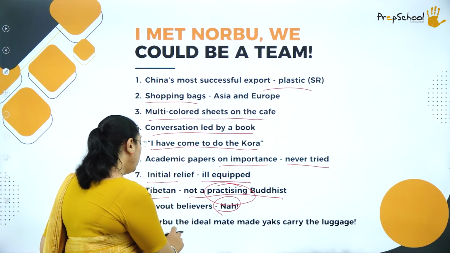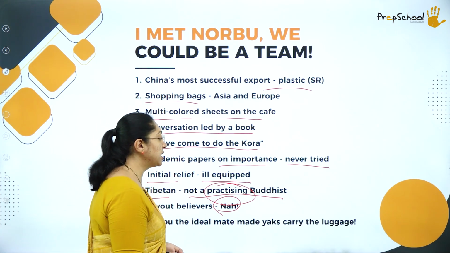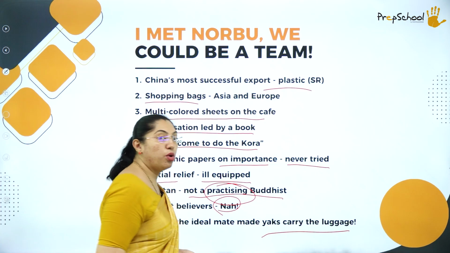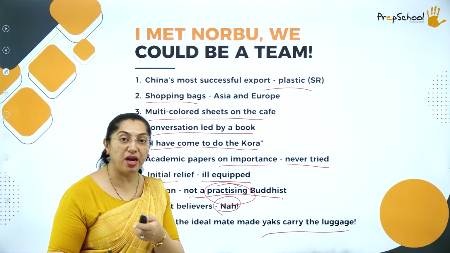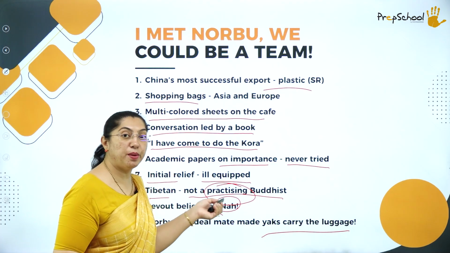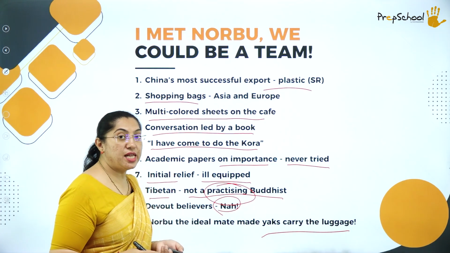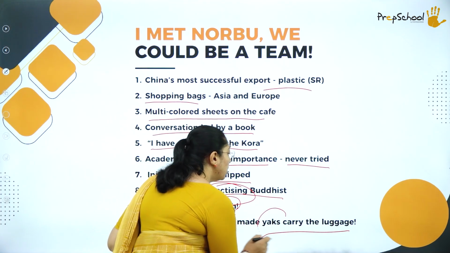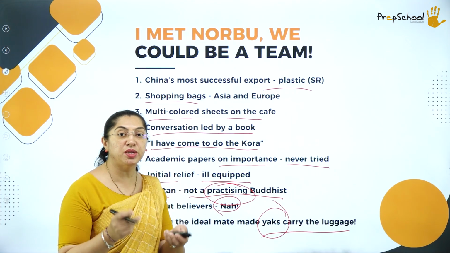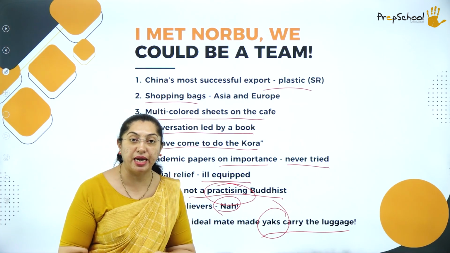So, Norbu, the ideal mate, made yaks carry the luggage. We are not supposed to put luggage on animals and make them carry it. But what does this fellow do? That is Norbu, a Tibetan person, a Buddhist. He tells that we are not going to carry the luggage. It is the yak who carries the luggage. He keeps the luggage on the yak, and the yak carries his luggage.